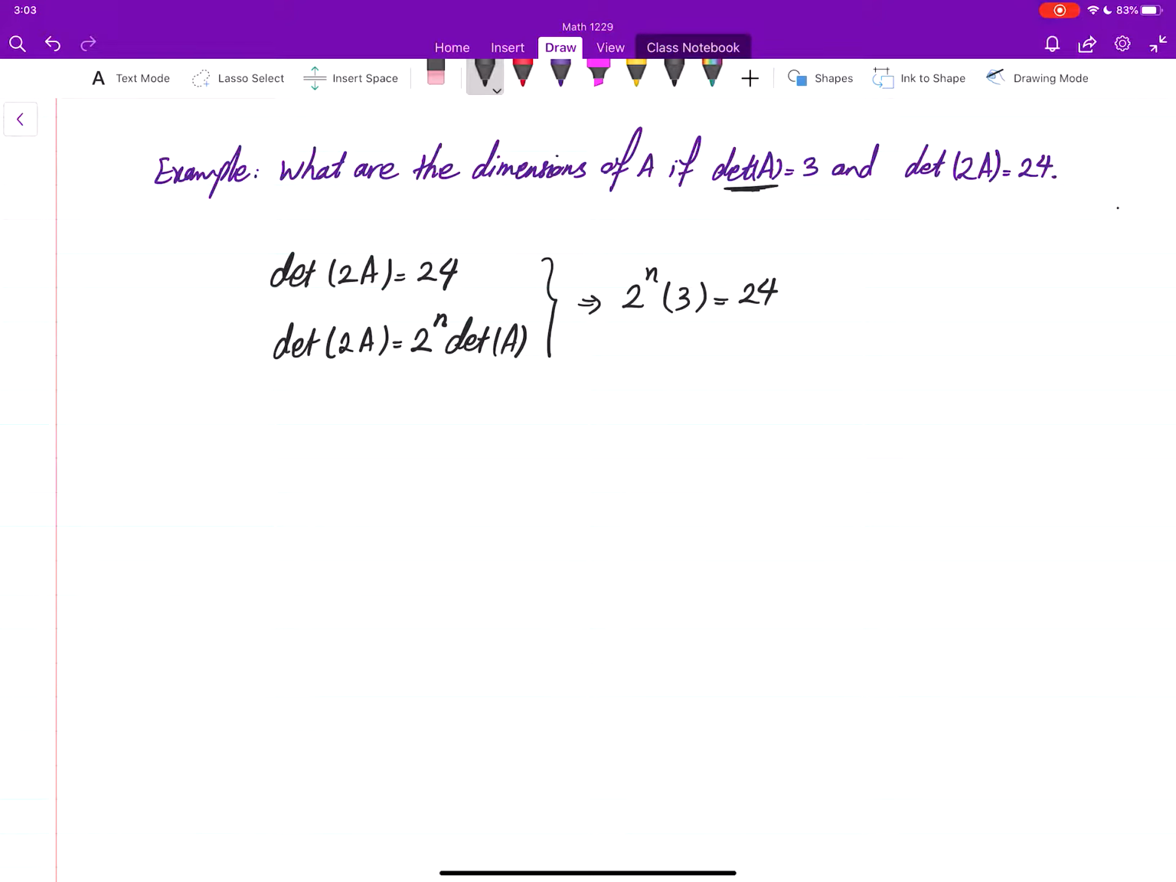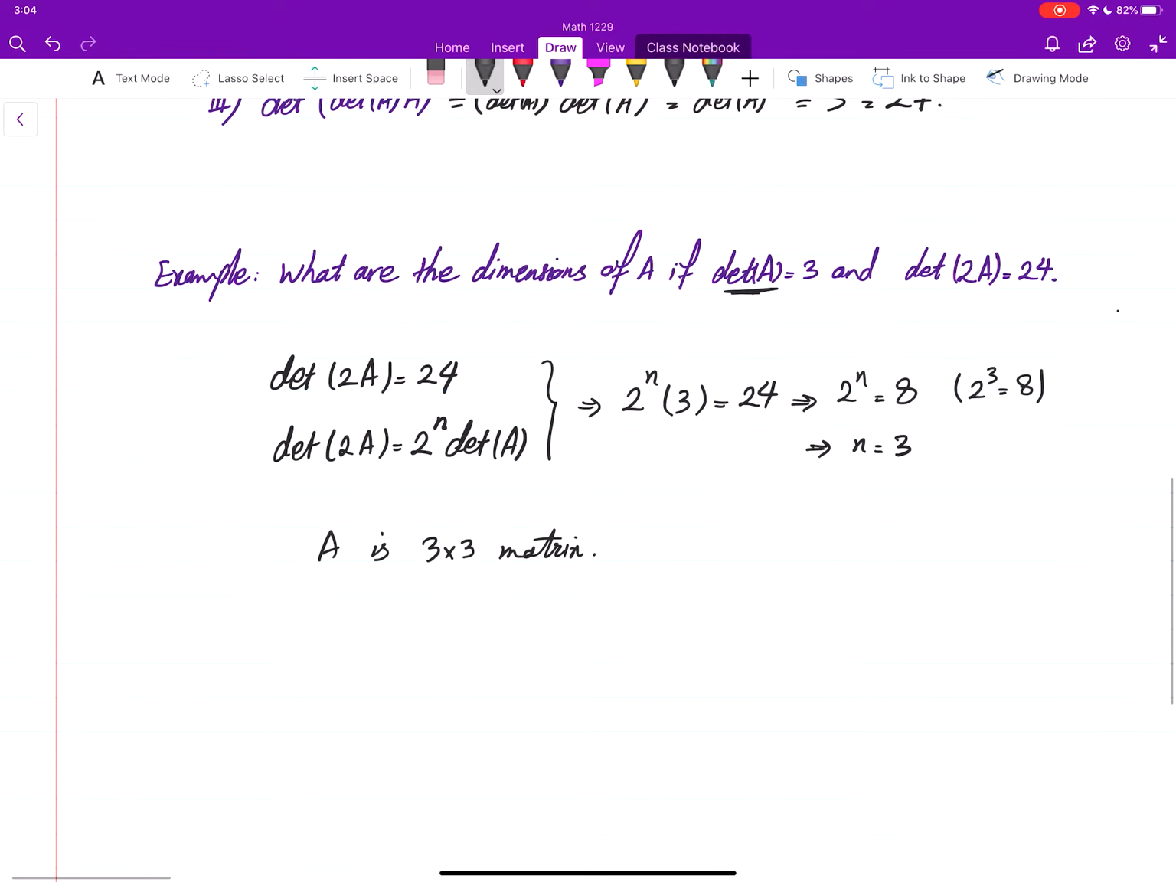Divide that by 3, so you get 2 to the power n equals 8, since 24 divided by 3 is 8. What is the power of 2 which gives us 8? Well, 2 to the power 3 is equal to 8. That means that n is equal to 3. So A is a 3 by 3 matrix. And that's the result we have here.